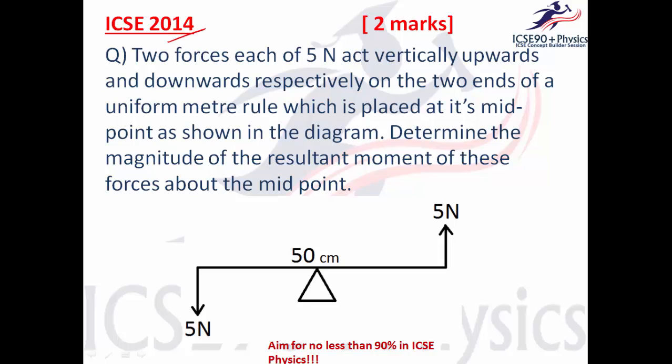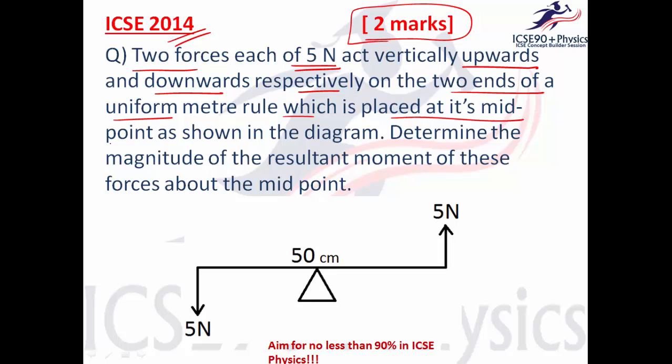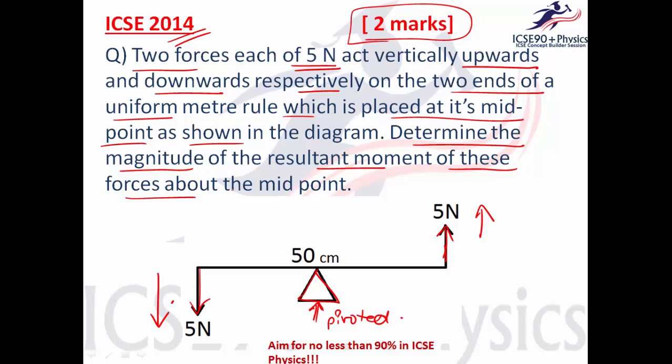Finally, we have a question from ICSE 2014 for 2 marks, which says that two forces each of 5 newtons act vertically upwards and downwards respectively on the two ends of a uniform meter rule, which is pivoted at its midpoint as shown, right? So the meter rule is balanced at the midpoint as shown, and these two forces of 5 newtons each act at the extreme ends in the vertically upward and downward direction respectively, and we are asked to determine the magnitude of the resultant moment of these forces about the midpoint.